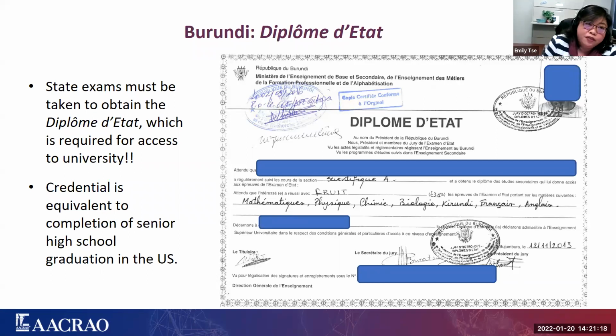If you receive one of the three previous credentials that we spoke about, again, the certificate or diploma of general humanities, or the certificate of the end of general post-fundamental studies, that would only give you restricted access, and very restricted access. For example, perhaps teacher training institutes and the like. But if you want full access to higher ed, especially university, you really need the Diplôme d'État or the state diploma. And this is the credential that we look for and which we regard as the completion of senior high school graduation. So the takeaway for Burundi is that there was a change from 13 years to 12 years, but we still need the Diplôme d'État or state diploma for senior high school graduation.